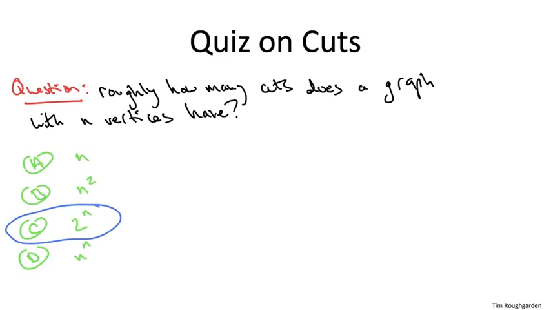Now, why is this slightly incorrect? Well, in fact, a cut has to have two non-empty sets. A is not allowed to be empty. B is not allowed to be empty, so that rules out two of the possibilities. So actually, strictly speaking, it's 2 to the n minus 2 different cuts of a graph.